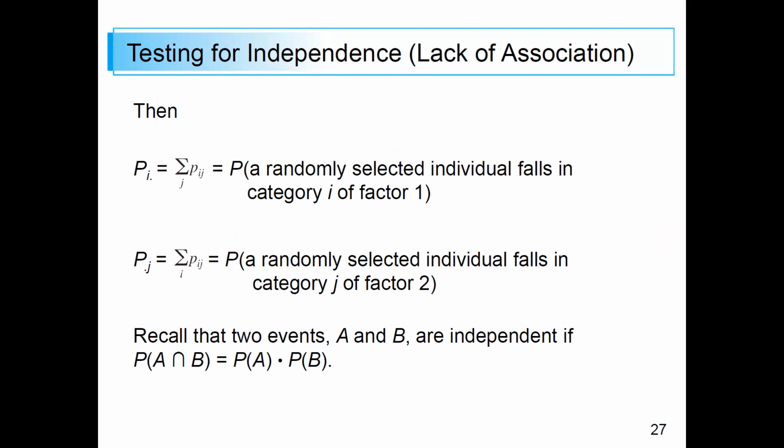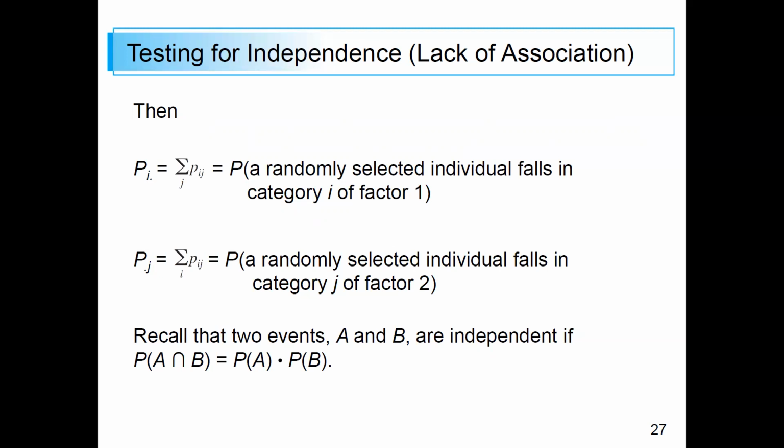Similarly, for the jth column, we can also look at the probability for an individual that falls into the jth category of vector 2. So we use P dot J to represent that. Pi dot and P dot J both represent just the probability for one factor taking a specific value.